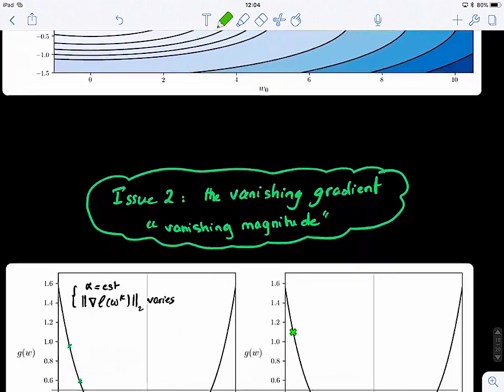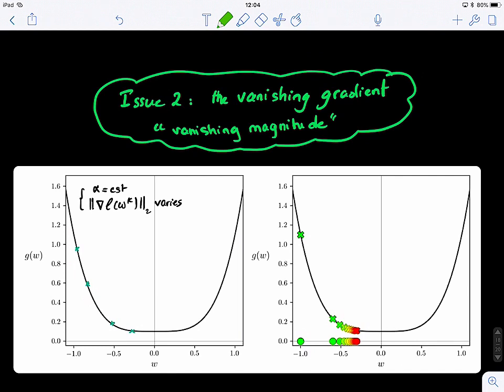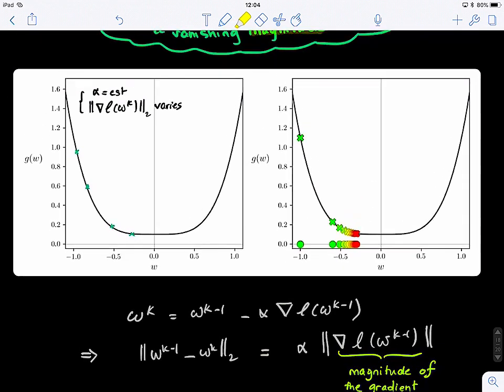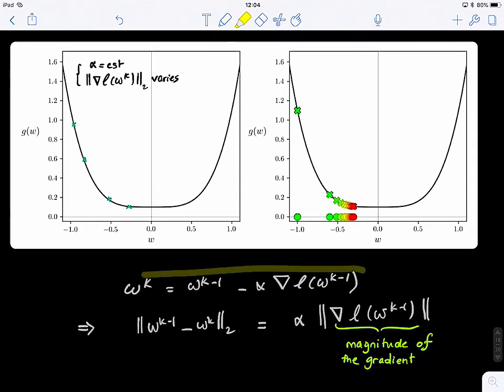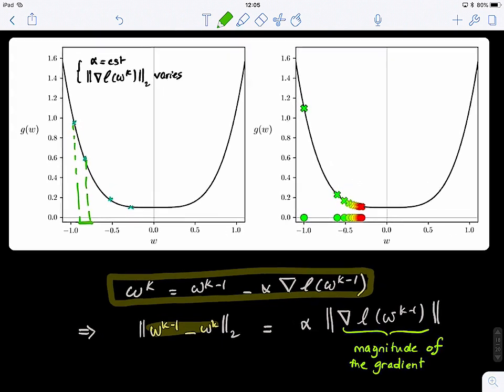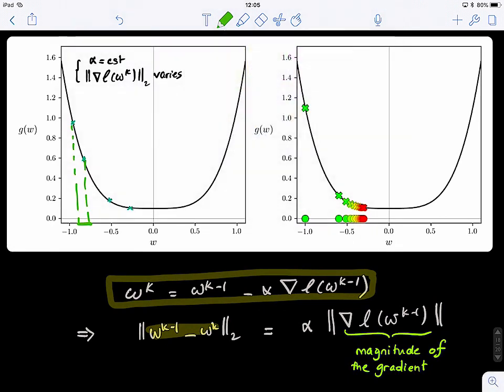Cool. So the second issue is what we call the vanishing gradient, or the vanishing magnitude of the gradient. Remember, guys, when we looked at gradient descent, this is our update rule, right? So the magnitude of the step, the length of this step: if this is our W_{k-1}, W_k, this is the distance we have crossed. It's exactly alpha times the magnitude of the gradient, right?